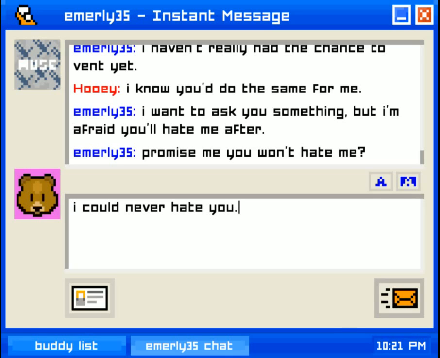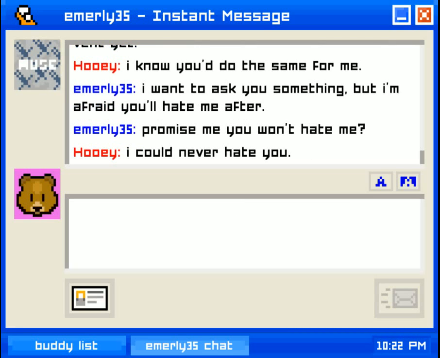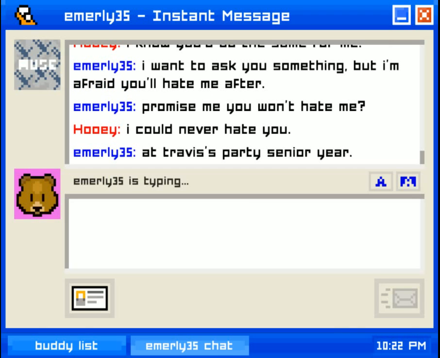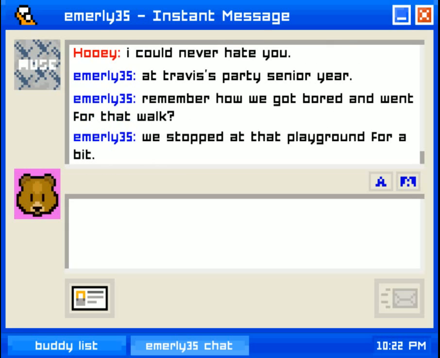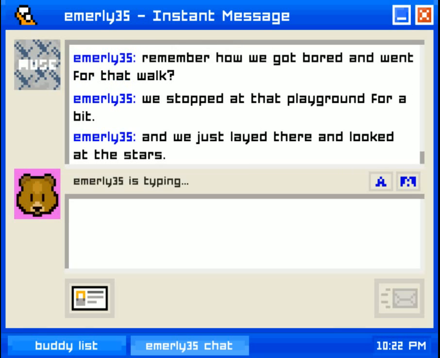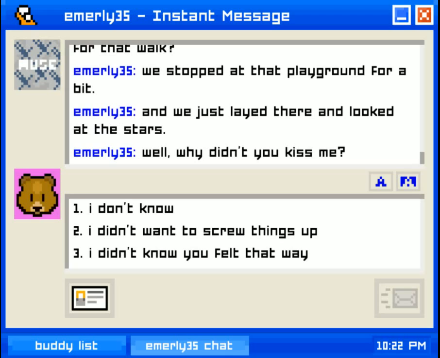See, now, if I played this by myself, then I would understand where this is all coming from. Life Goal Simulator. Now, Jeff's is probably senior year. Remember how we went for that walk? I don't remember that, actually. We stopped at the playground for a bit. Apparently we did. Can we just lay there and look at the stars? Yeah, that one went. I can only play ignorant because that's what most guys are like, because we just don't know. Sometimes, you know, there's mixed signals and we just don't know.